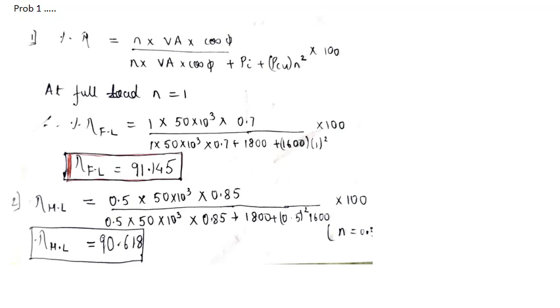So efficiency at half load will be 0.5 into 15 into 10 to the power 3 into cos phi, which is given to us to be 0.85, upon 0.5 into 15 into 10 to the power 3 into 0.85 plus 1800. See, 1800 is the iron losses. You can see in the first part and in the second part, the iron losses are not changing, they are remaining constant, plus 0.5 square into 1600. That means the copper losses are reducing by 0.5 square. So the half load efficiency that we obtained is 90.618%.